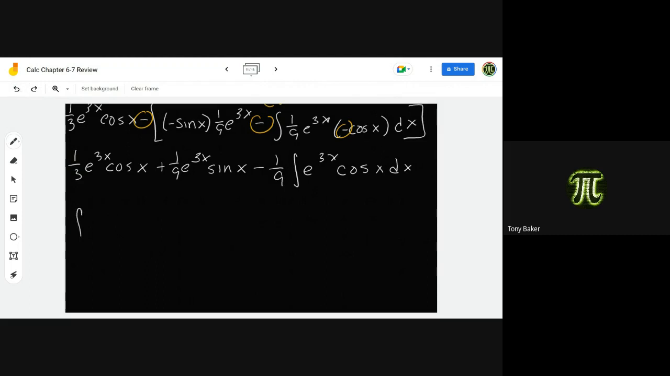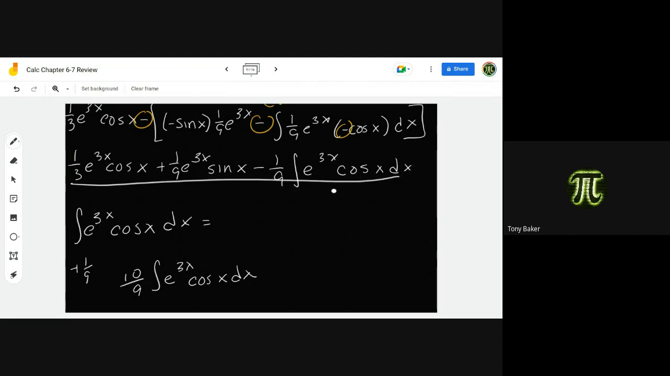It was the integral of e to the 3x cosine x dx, right? If I add 1/9 to that, you get 10/9. So you're going to divide this side by 9/10. So you divide this whole thing by 10/9, which is multiplying by 9/10. Actually, I'm going to write it that way because that's a lot easier to write. You're multiplying this whole thing by 10/9.